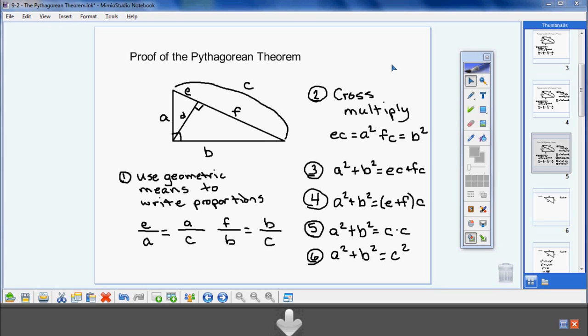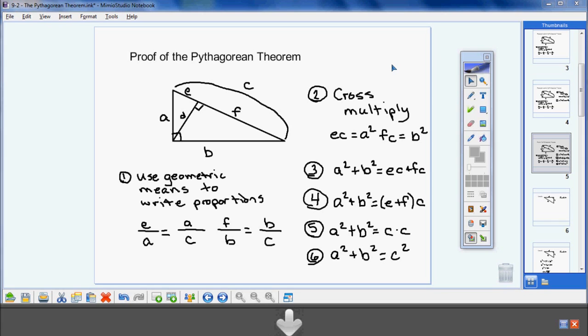Okay, so E over A equals A over C, and F over B equals B over C. Then you cross multiply, so that EC equals A squared and FC equals B squared. So that when you add A squared and B squared, you get EC plus FC. Then you factor. A squared plus B squared equals (E plus F) times C.